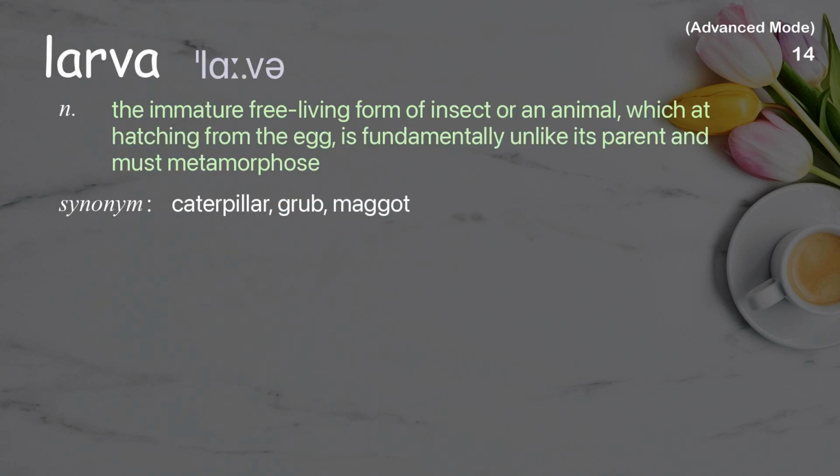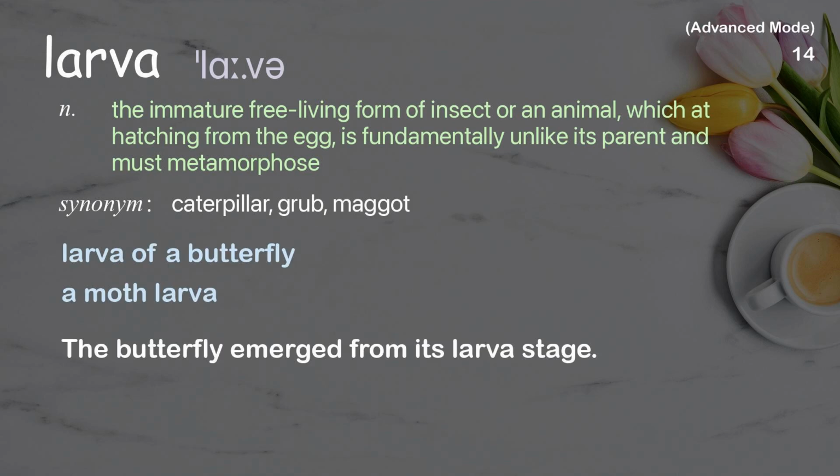Larva. The immature free-living form of insect or an animal, which at hatching from the egg, is fundamentally unlike its parent and must metamorphose. Examples: Larva of a butterfly, a moth larva. The butterfly emerged from its larva stage.